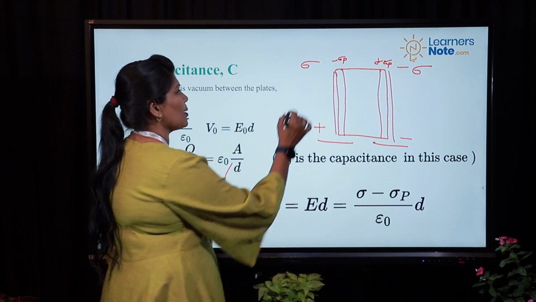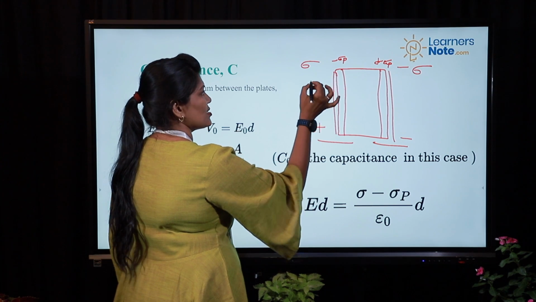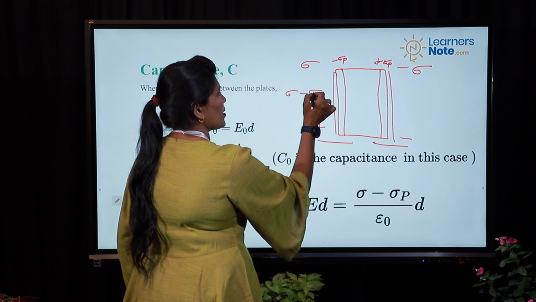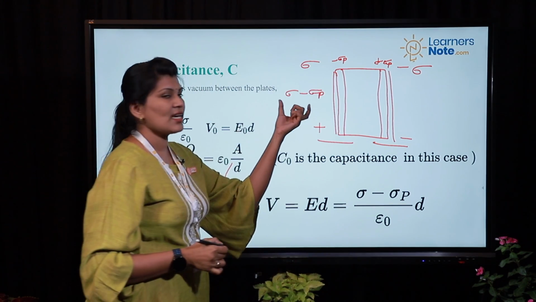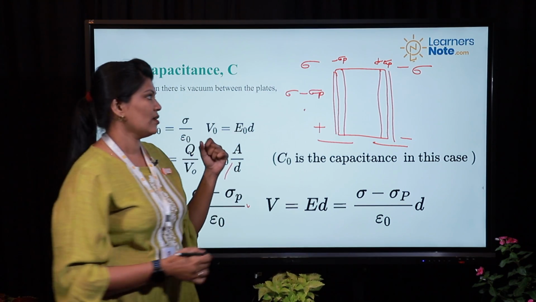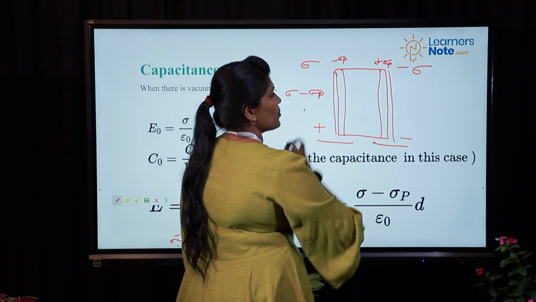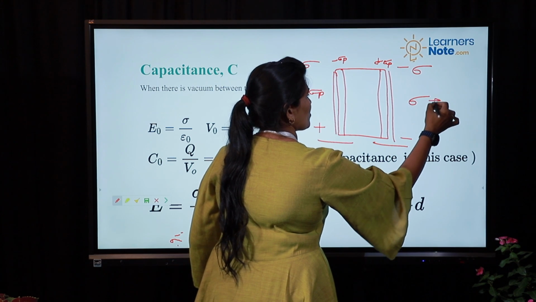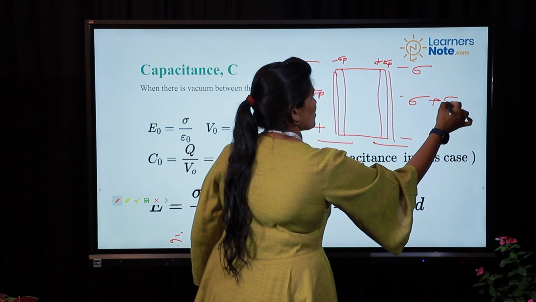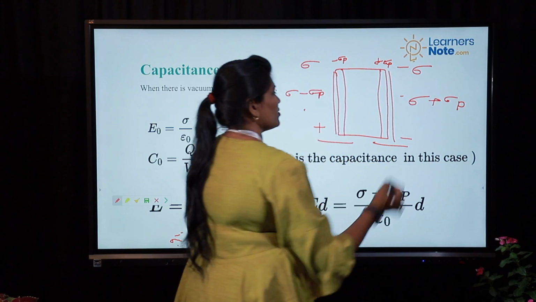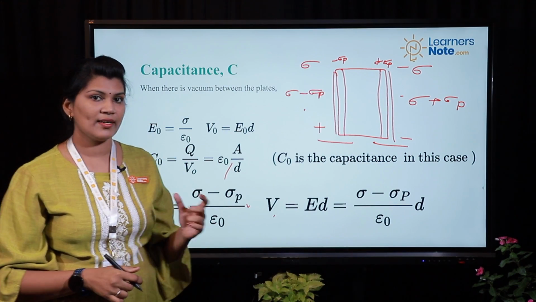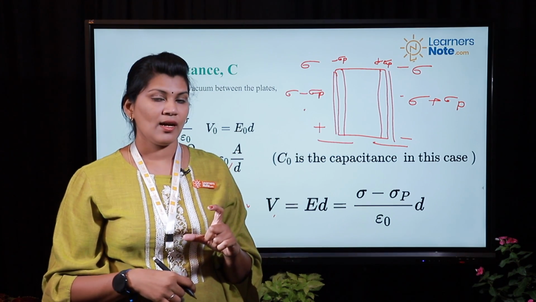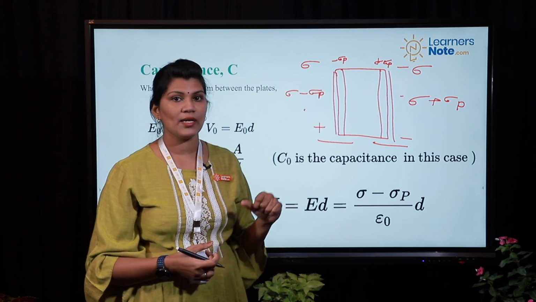The effective total charge density of the positive plate will become sigma minus sigma p, that is, the charge density gets decreased. On the right side, that is on the negative plate of the capacitor, the charge density becomes like this. So here also the charge density gets decreased. Okay, so how will this decrease of charge density affect the capacitance of the capacitor?